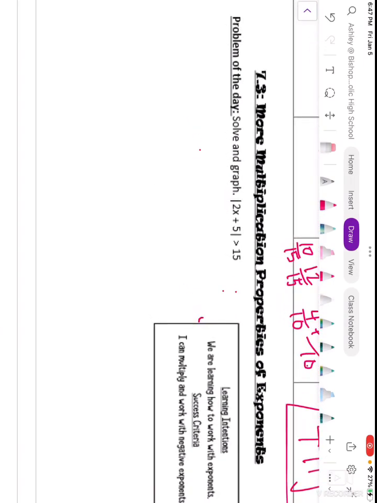So for our problem of the day, the absolute value of 2x plus 5 is greater than 15. The absolute value is already by itself. So that means 2x plus 5 could be greater than 15, or 2x plus 5 is less than negative 15. Then we solve both sides.